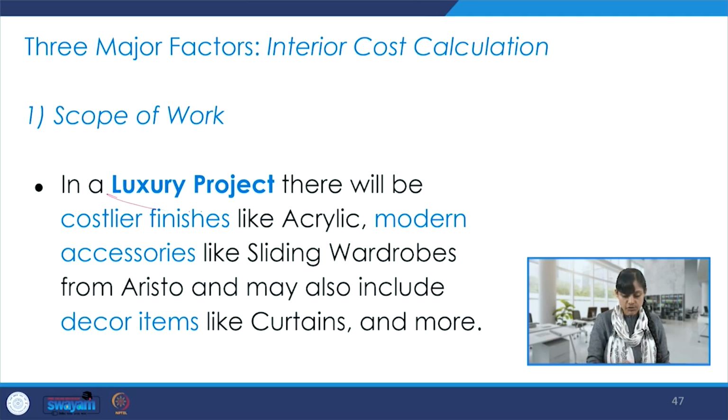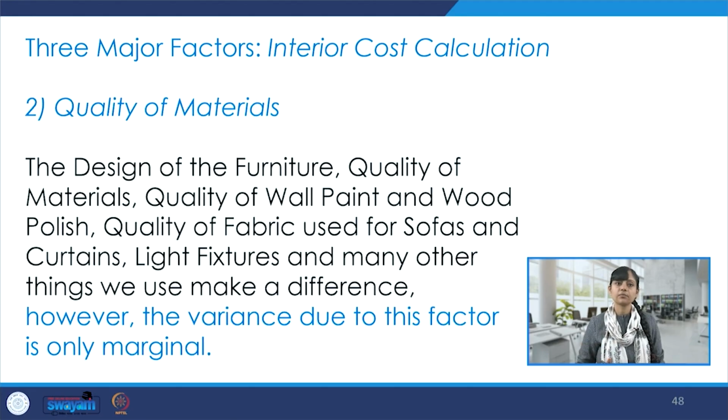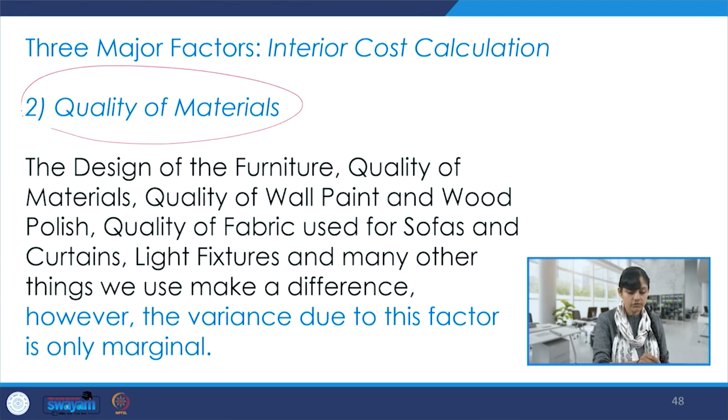And a luxury project will have costlier finishes like acrylic, and modern accessories like sliding wardrobes. There may also be decor items like curtains and more. Then the second factor is the quality of materials: the design of the furniture, the quality of wall paint, wood polish, the quality of fabric used for sofas and curtains, light fixtures, and many other things. This will make a huge difference when we talk about interior cost calculation.